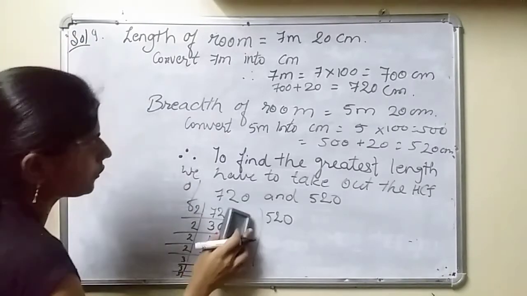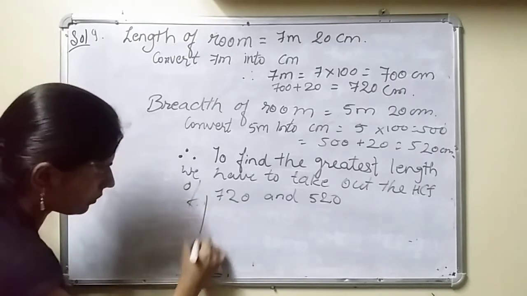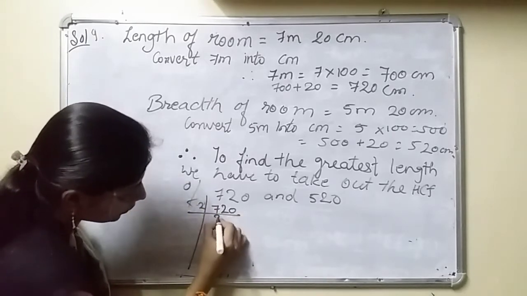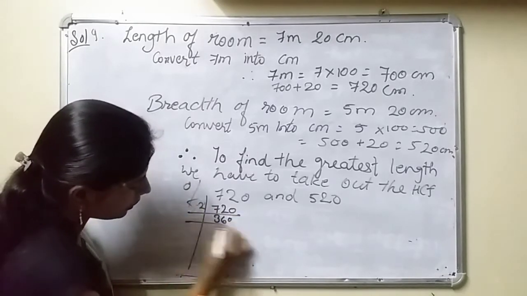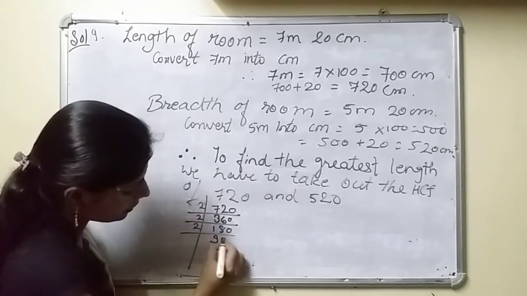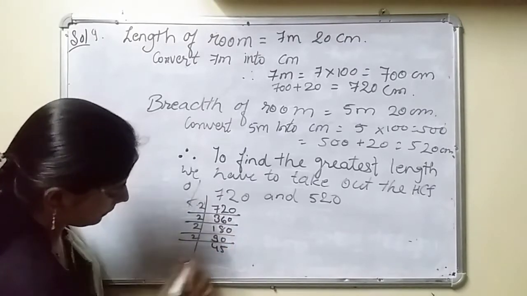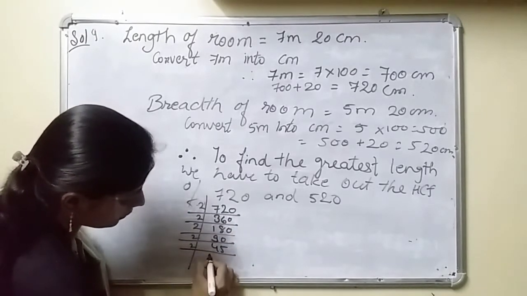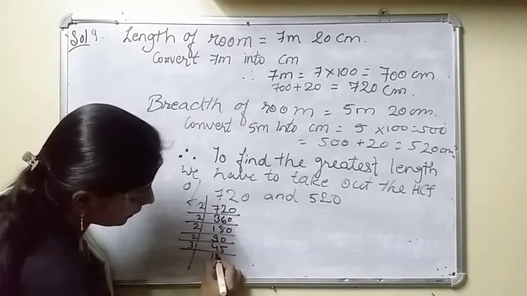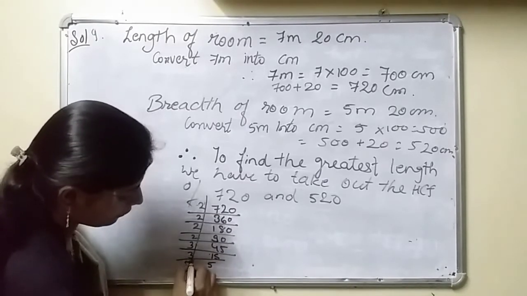See, one more time I will solve because there is no space. 720 by 2. 2 3s are 6, 2 6s are 12, 0, 2 1s are 2, remainder 1, 2 8s are 16, 0, 2 9s are 18, 0, 45. By 3 you have to do here. 3 1s are 3, remainder 1, 3 5s are 15. Again by 3, 3 5s are 15, by 5, 1.